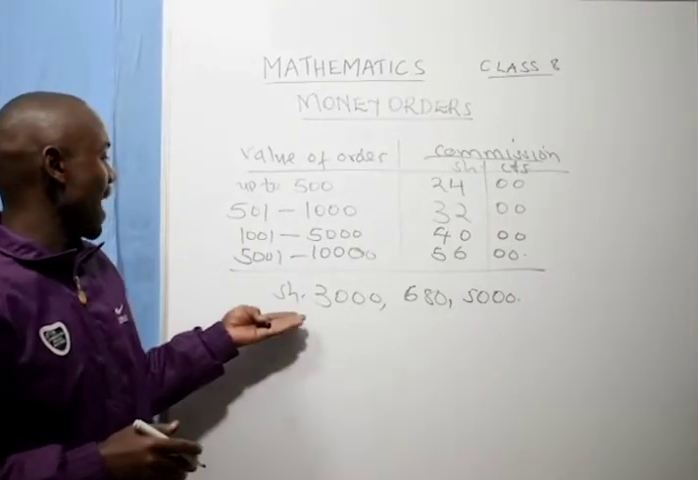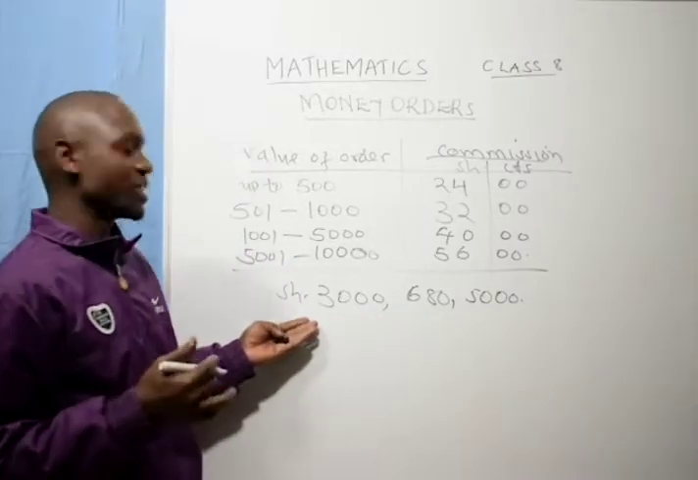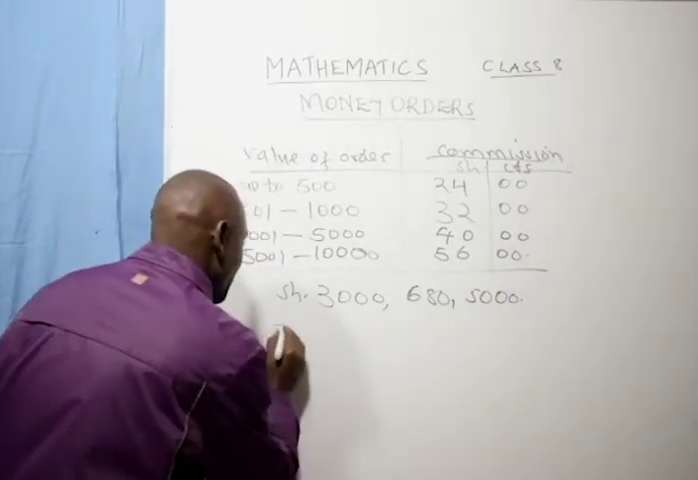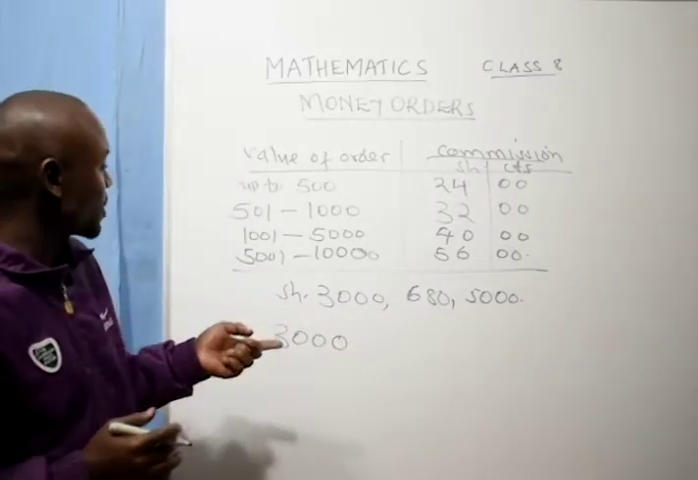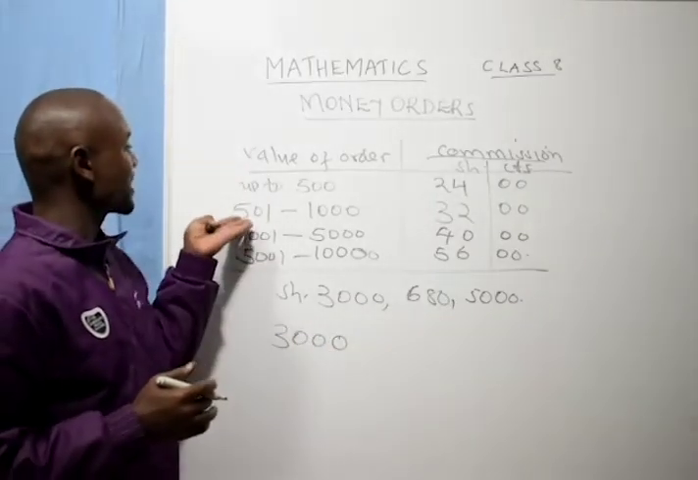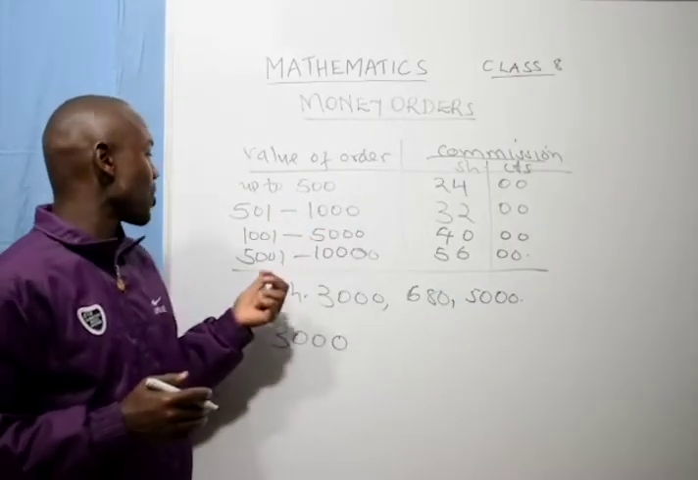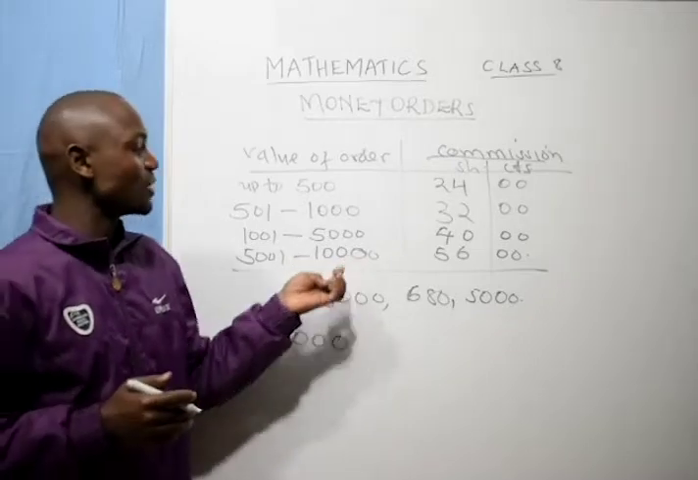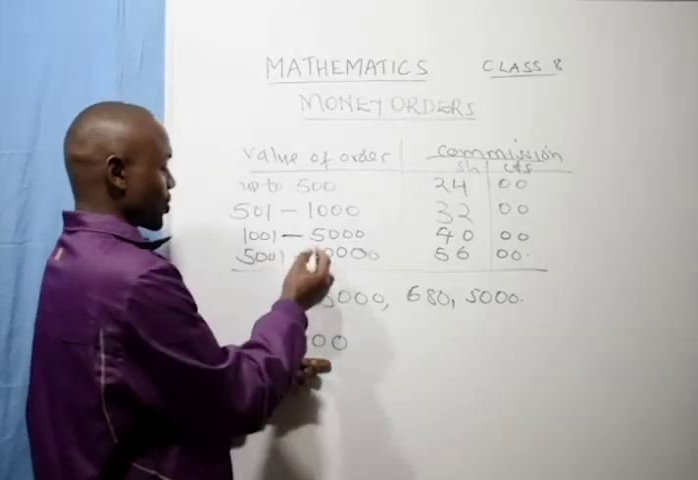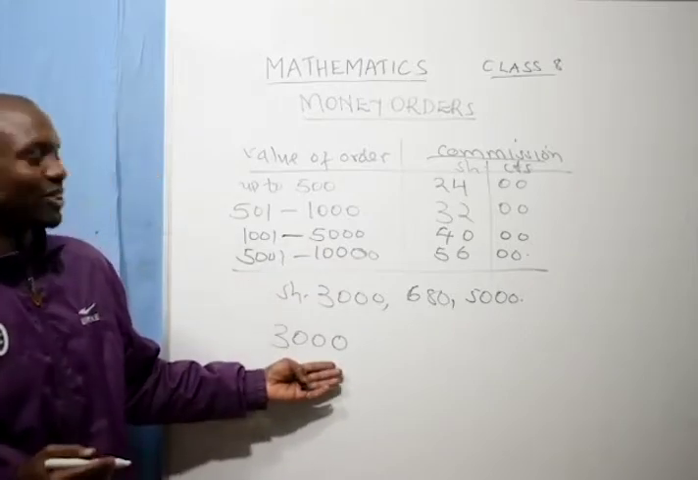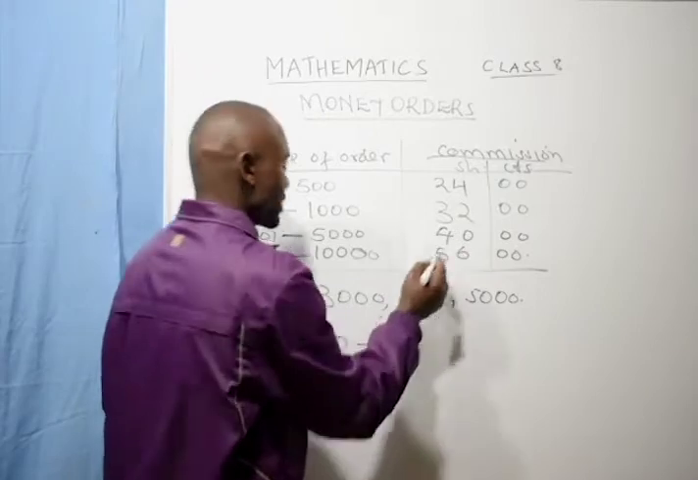So you have to look at the ranges in which the money orders lie. We start with the 3,000 shillings. Where does 3,000 shillings lie? Is it 501 to 1,000, or 1,001 to 5,000, or 5,001 to 10,000 shillings? So 3,000 shillings lies within this range. So if he's sending money worth 3,000 shillings, the amount of commission he will be charged is 40 shillings.